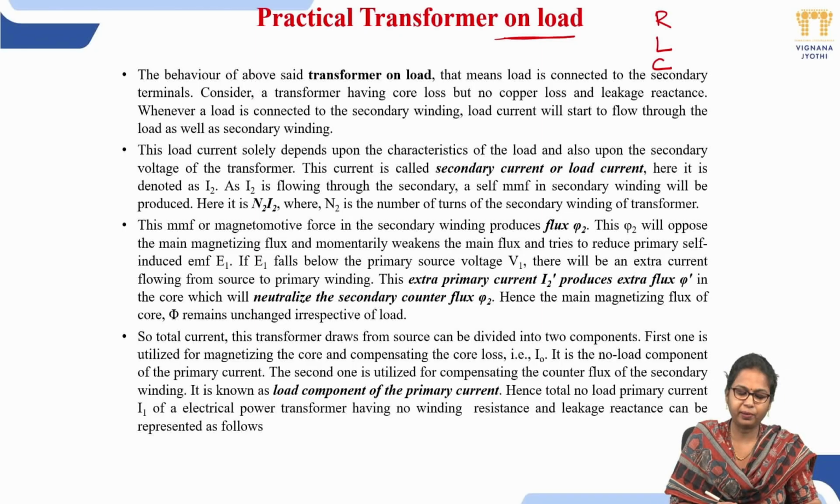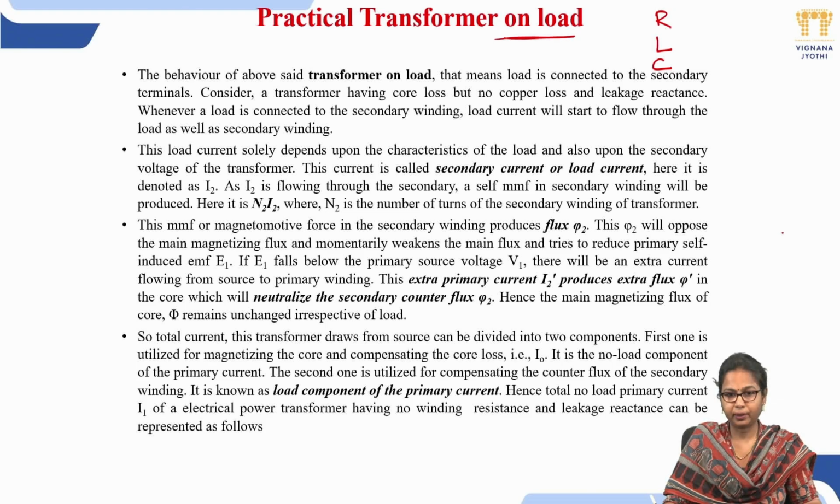When a transformer is loaded, the current I2 starts flowing through the secondary, and the magnitude and phase of I2 is determined by the load. If the load is inductive, I2 lags V2; if it is capacitive, I2 leads V2; and if it is resistive, I2 will be in phase with V2. Previously we have seen that the first reading has to be observed under no load condition, and slowly we will be switching on the load.